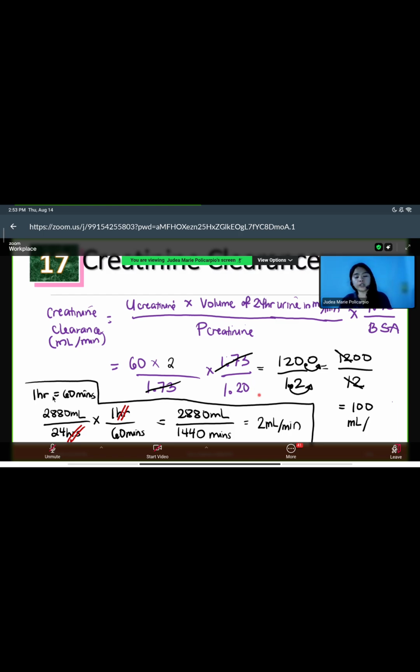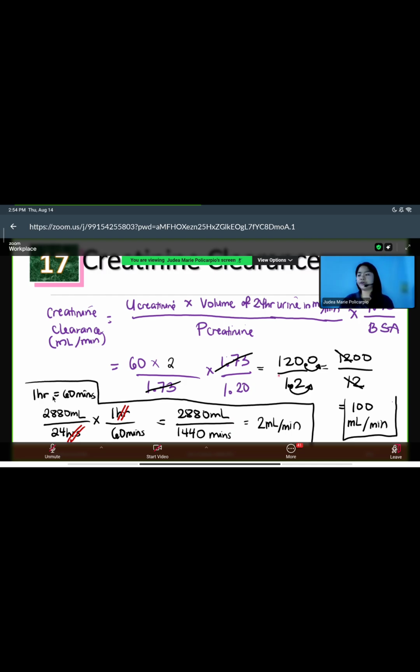You would end up with 100 ml per minute. Okay, so therefore, ano palang final answer natin in here? We have 100 ml per minute as the glomerular filtration rate, or yung creatinine clearance value rather, ng ating patient. Okay? Ginawa ko lang siyang ganyan ha kasi tinamad ako maglabas ng calculator pero chinek ko na rin siya sa calculator. 120 divided by 1.2 would give you 100.